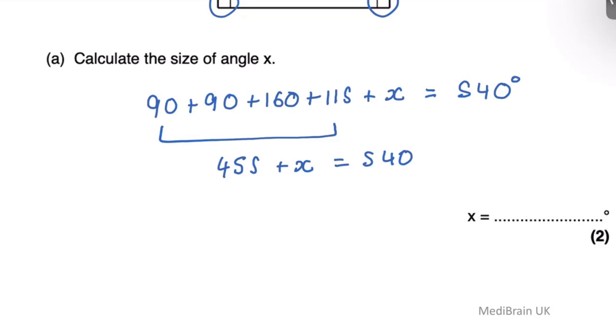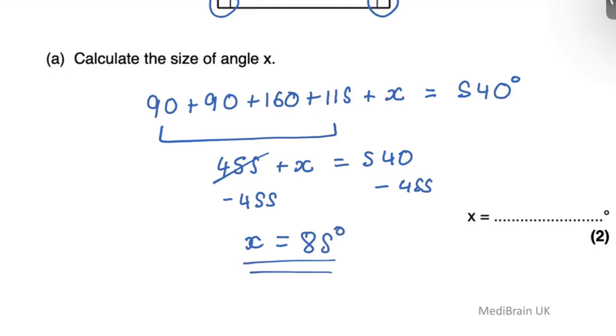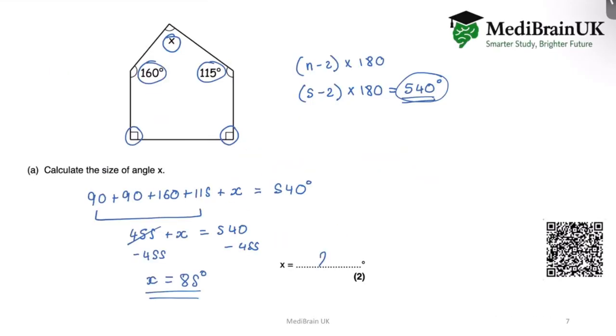So to get rid of that 455, we're going to do the opposite and subtract 455 from both sides. 455 subtract 455 is 0, so that gets rid of that. We're left with x on this side, and it's equal to 540 subtract 455. That's going to get you an answer of 85 degrees. So your answer here is x equals 85 degrees.